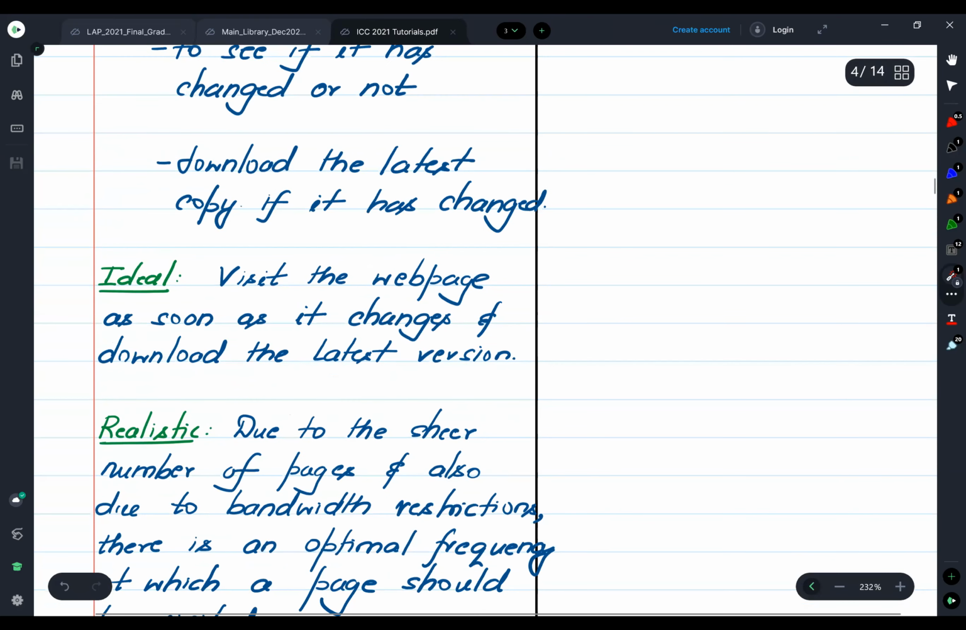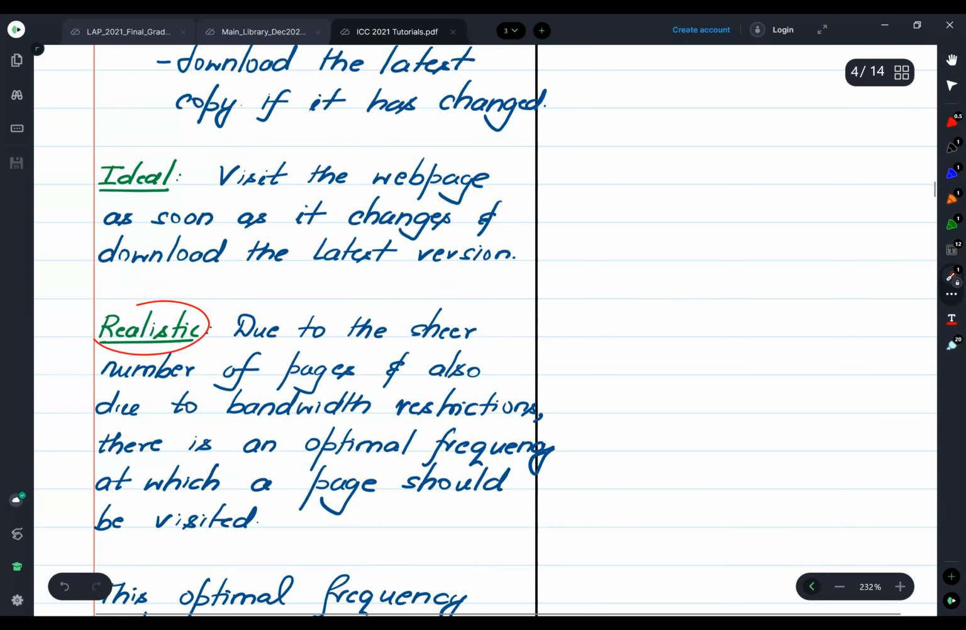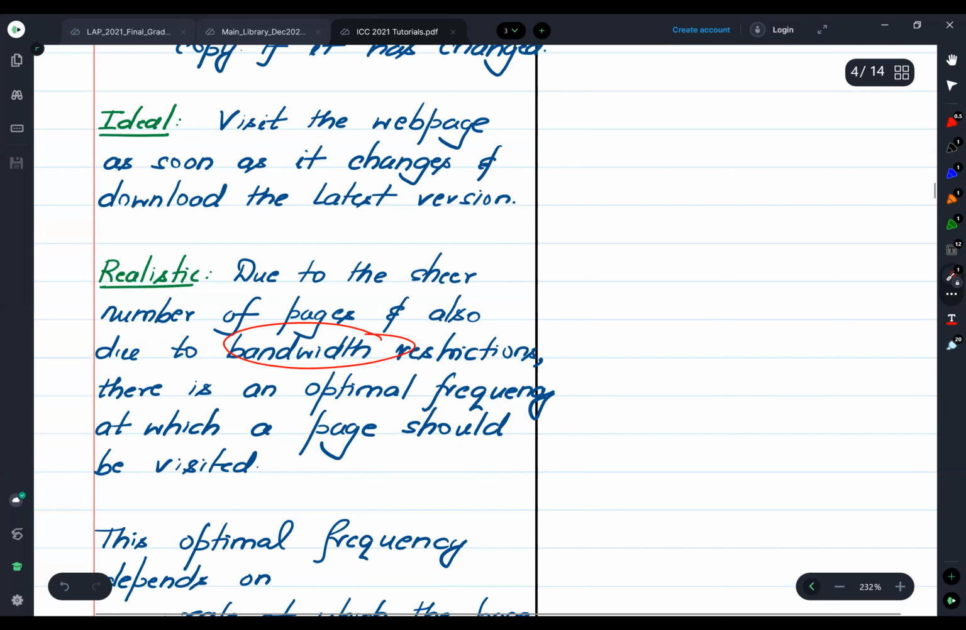Ideally, one would expect that this web crawler should visit the web page as soon as it changes and download the latest copy, right? So this is ideally what the web crawler should do. However, I hope you agree that it is more realistic to believe that due to the sheer number of web pages and also due to finite bandwidth availability, one cannot access any web page infinitely often and also as and when one desires. In other words, there is some optimal frequency at which a page can be visited, right?